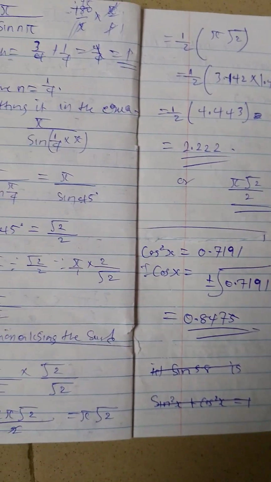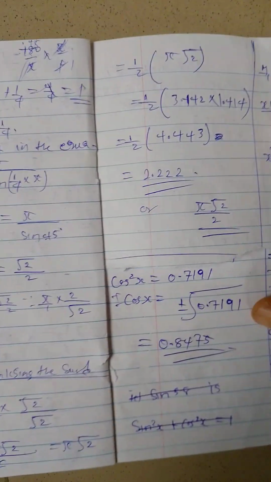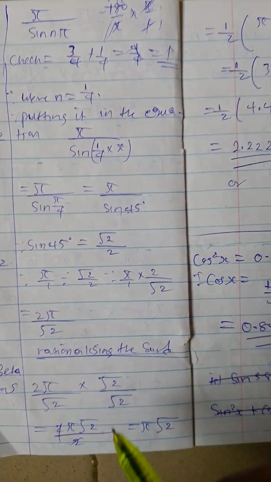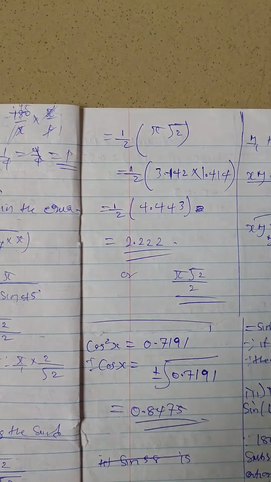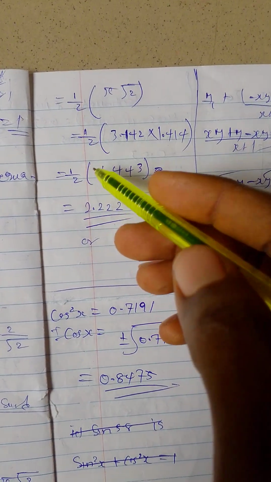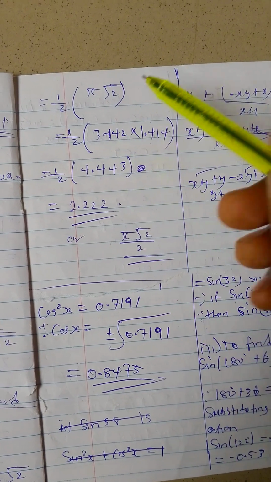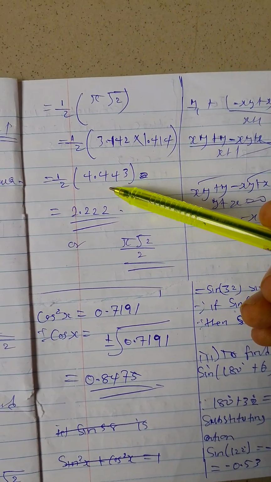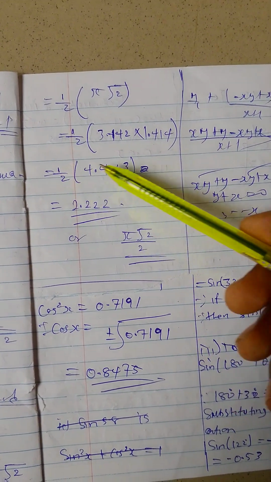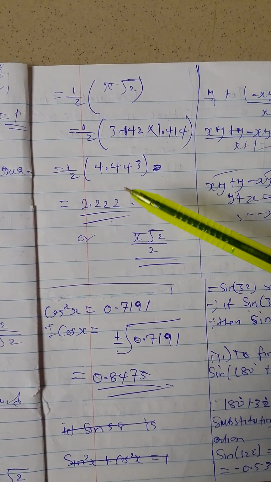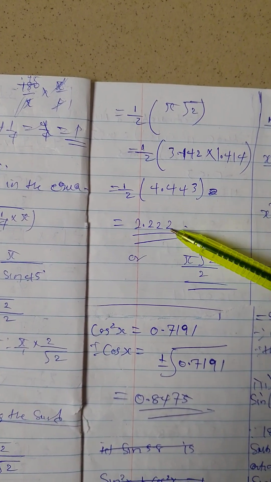You know that everything here is multiplied by half, so half will multiply my answer here. That becomes 1 over 2 times pi square root of 2. Now let's solve. Pi is 3.142, times square root of 2, which is 1.414. This times this will give me 4.443. Multiplying by half, my answer will be equal to 2.222.